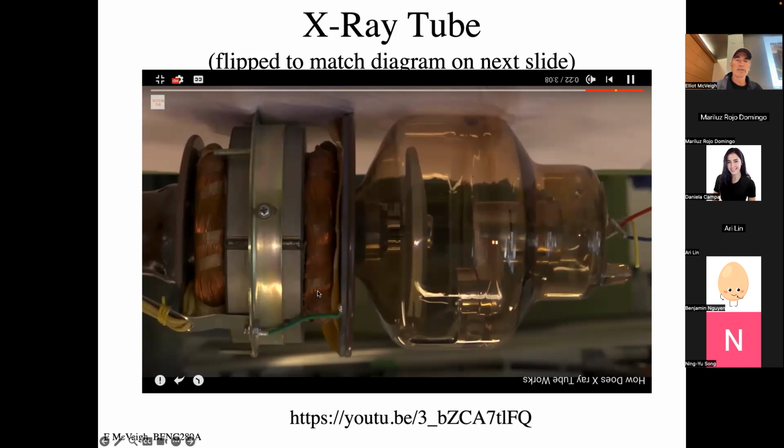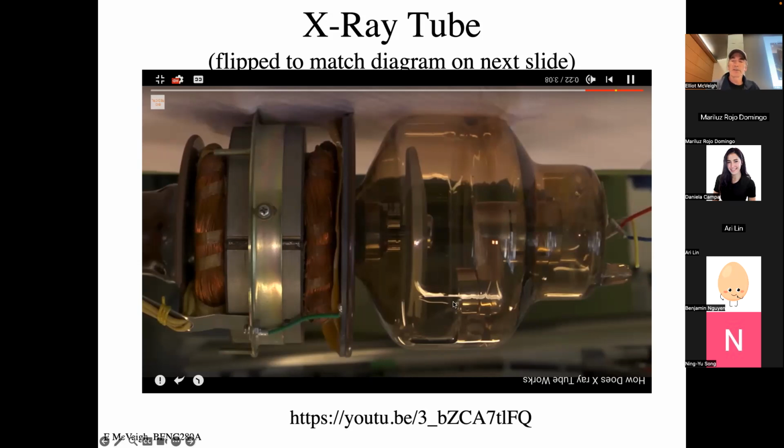So this is a motor here. And there's an axle along here that's like a spindle. And then this is the target that we're going to hit with electrons to produce X-rays. And that target spins very fast, like 4,000 RPM or something, around this way. And that's what the motor's for, to spin this target.